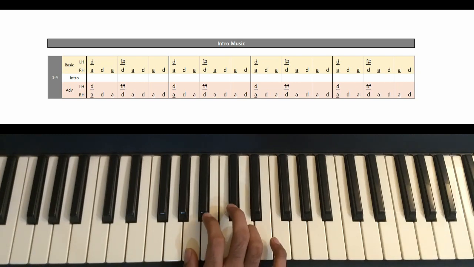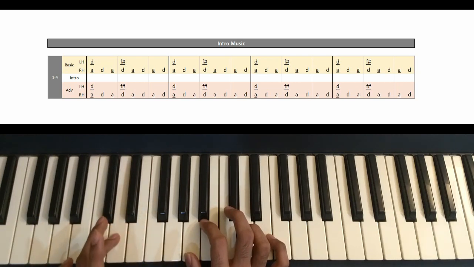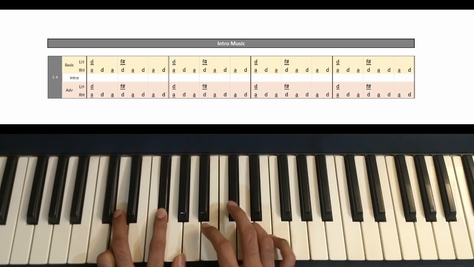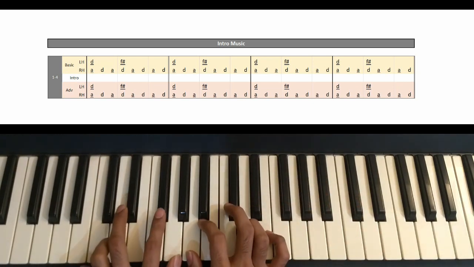So the right hand alternates between A and D, and there are two notes in the left hand which are D and F sharp. So I hope you can refer to the notes and play. It's very easy.